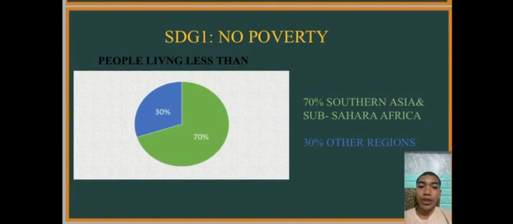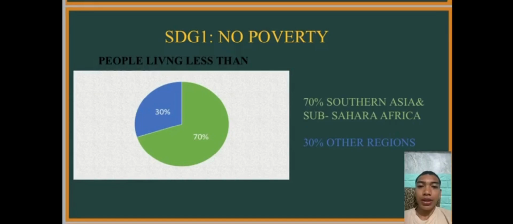So this information shows that poverty is a global problem, but it is not evenly distributed. Some regions are affected much more than others due to factors such as limited access to education, lack of job opportunities, conflicts, and environmental challenges. The image also emphasized that achieving SDG 1 would mean reducing the number of people who live below the international poverty line.